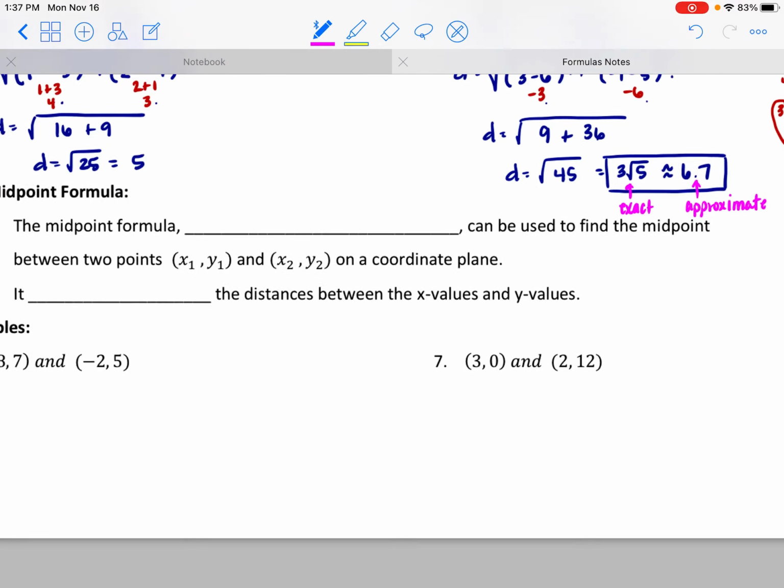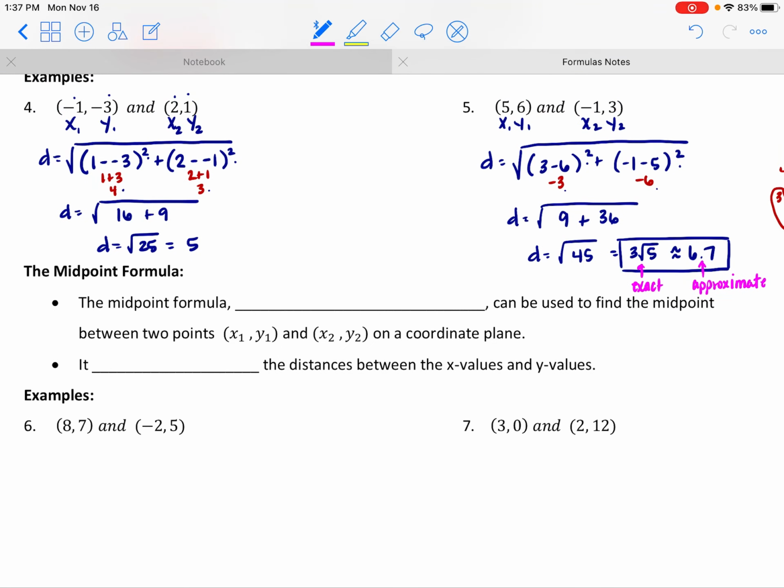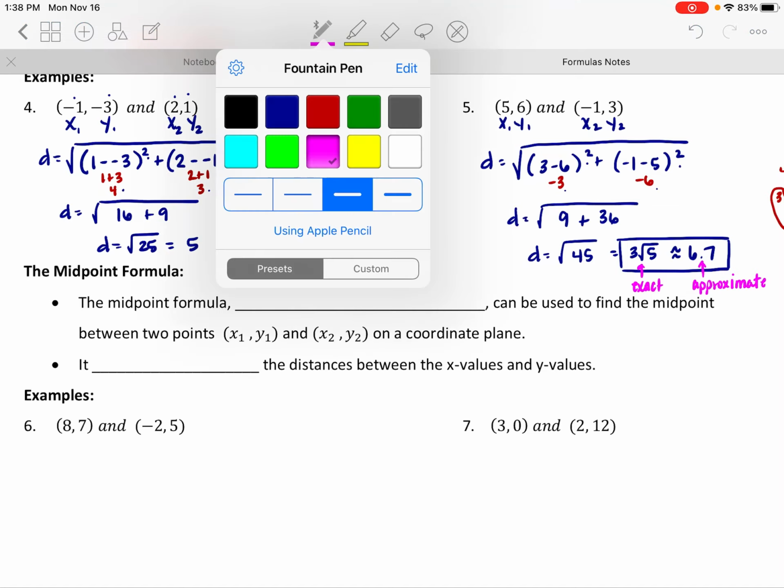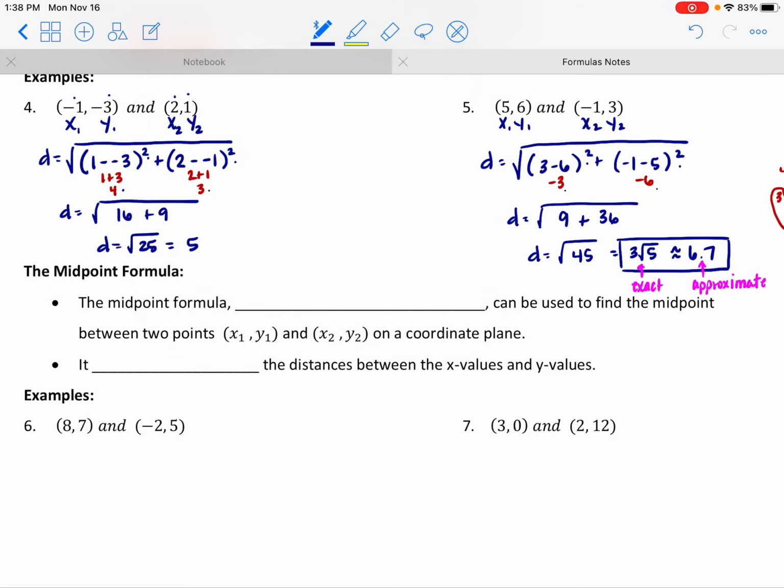And then here's our third formula we're going to look at, which doesn't really have any business being in this module. It doesn't have anything to do with radicals, but it is a formula that you need to see, and since we're talking about formulas, boom, here it is, okay? It's called the midpoint formula. The midpoint formula is used to find the midpoint between 2 points on a coordinate plane.